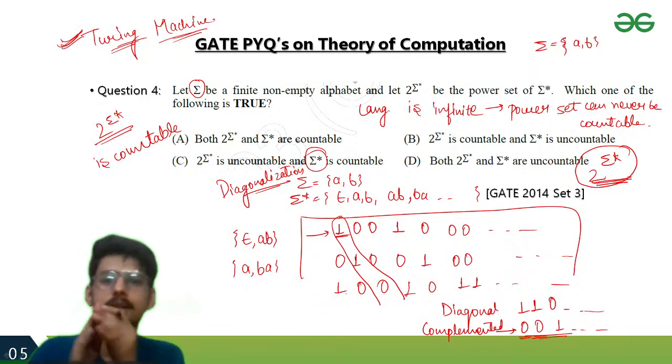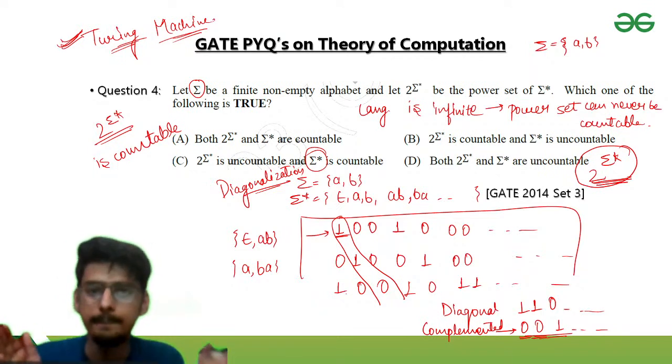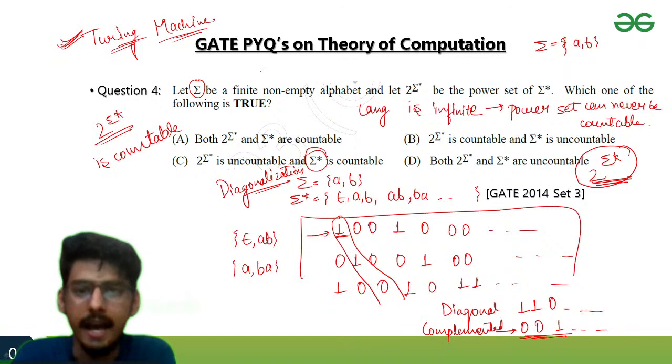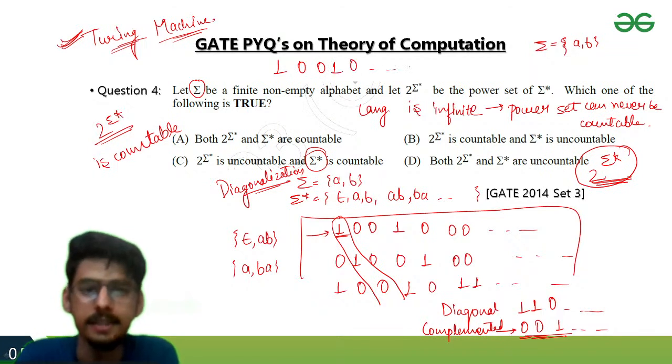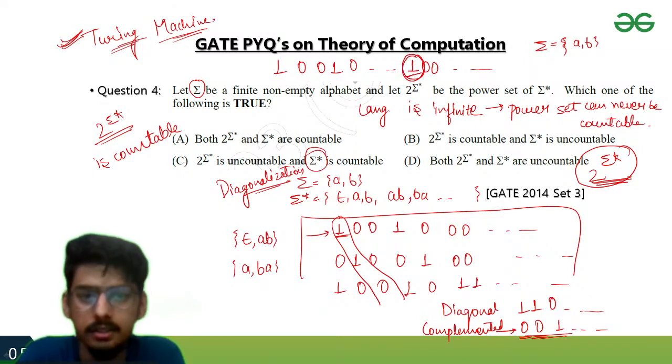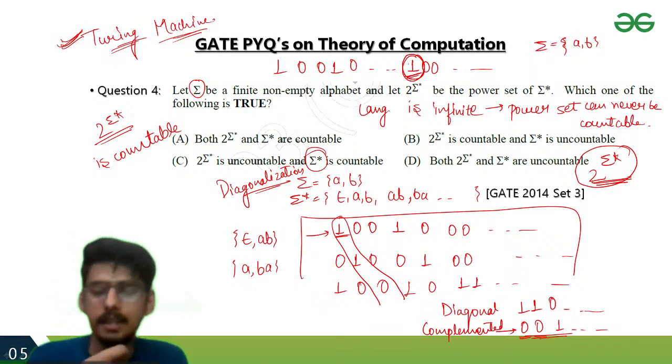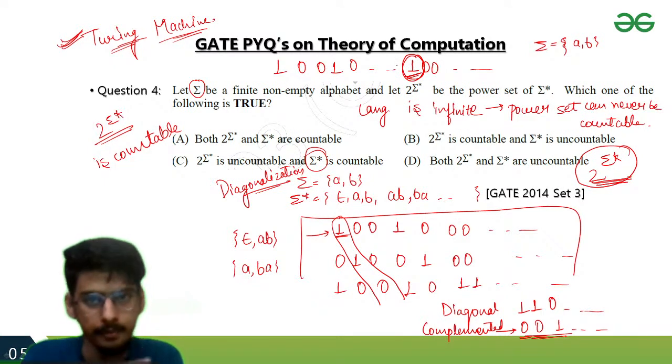So the string which you will get, let's suppose this complemented string is something like this. I have something like this, and then I have 1 0 0 something like this. Okay, so at some point, let's suppose at this point, the diagonal element will be 0, right?